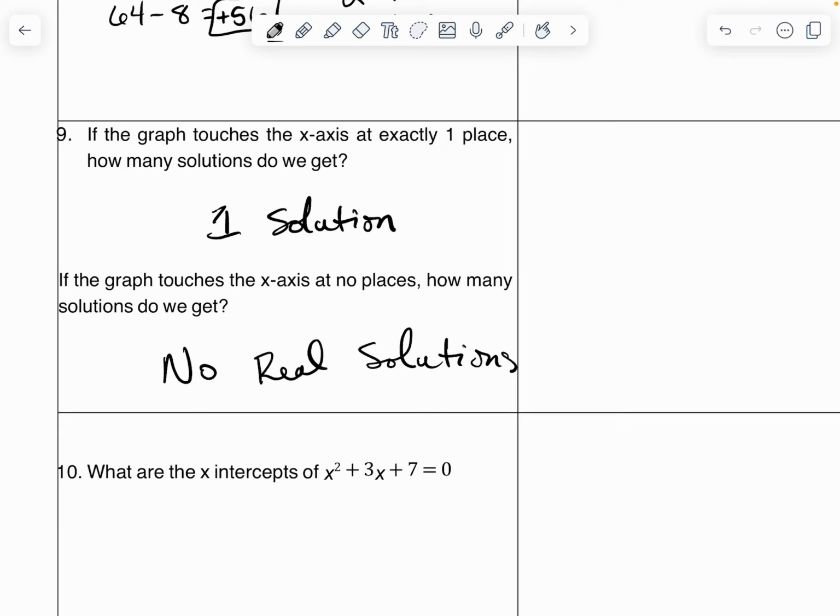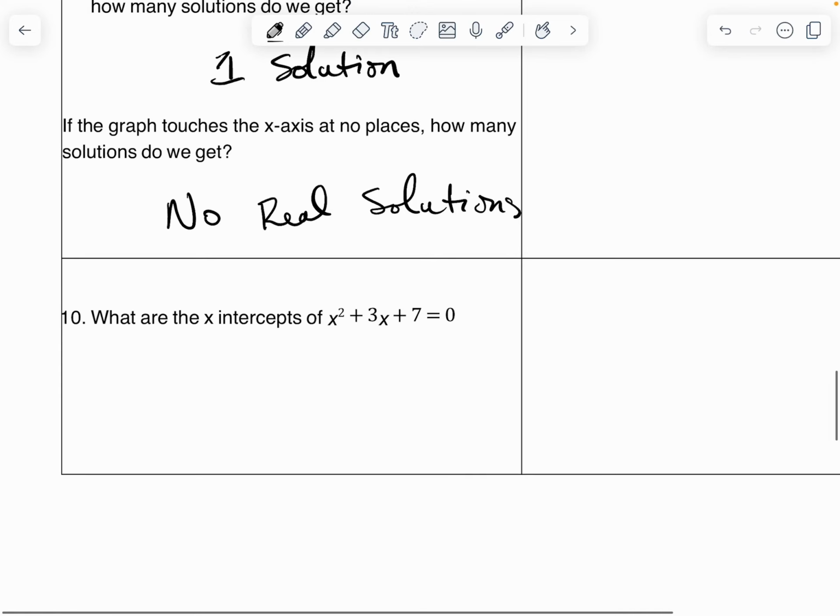Okay, last one, number 10. All right, as we're looking at number 10, what are the x-intercepts of x squared plus 3x plus 7? When I'm asking for the x-intercepts, I'm asking for, can we solve for x? So we either have to factor, we have to complete the square, we have to use the quadratic formula. Whatever method we choose to use is going to help us solve for x.